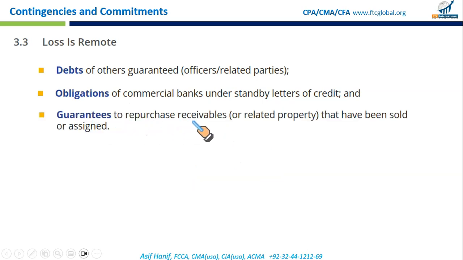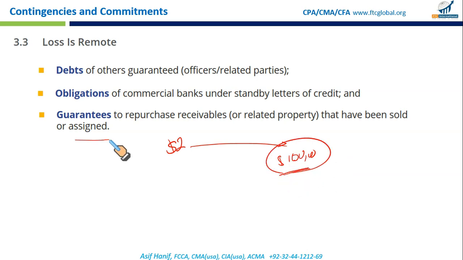Guarantees to repurchase receivables or related property that have been sold or assigned. Consider we have sold our accounts receivable, our trade receivables worth $2 million, to a factoring company, but with a guarantee to repurchase if the collection fails. Maybe some of the customers do not pay, let's say $100,000. So we have given a guarantee that we will repay if the customers don't. Even if this repurchase is unlikely, this guarantee needs to be disclosed. The loss is remote, but still it needs disclosure.